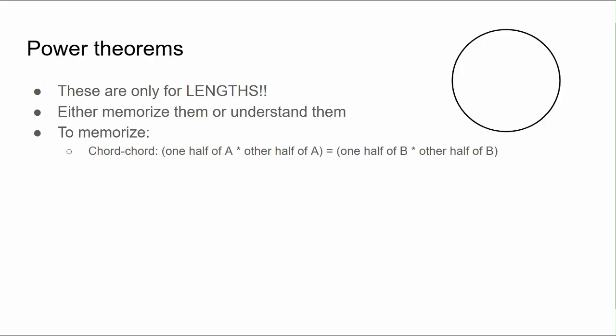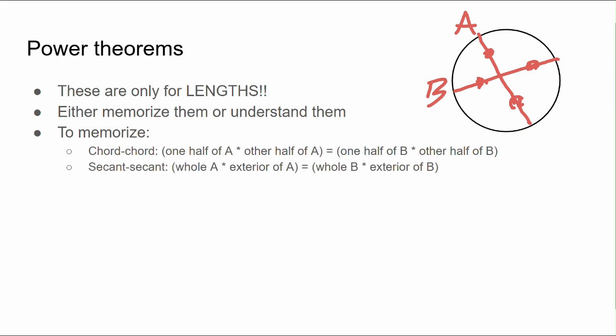So chord. Here's your chord. Here's your other chord. We'll call this chord A, chord B. So you take this one times this one. The one half of chord A times the other half of chord A equals the one half of chord B and the other half of chord B. Sorry, that was really bad talking. Words are hard, but basically you multiply the halves by each other, and then you get your lengths in there. So if you need to put an x in there, you can find your x.